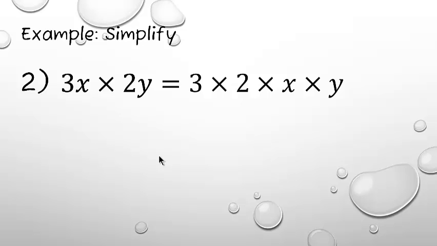So, first thing, let's look at the numbers. 3 times 2 is 6. Then we have times x times y. When we're simplifying, we don't need the multiplication signs between the numbers and the pronumerals or between two pronumerals. So 3x times 2y becomes 6xy.